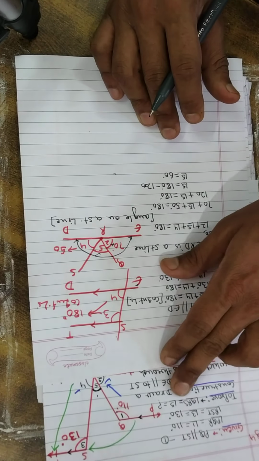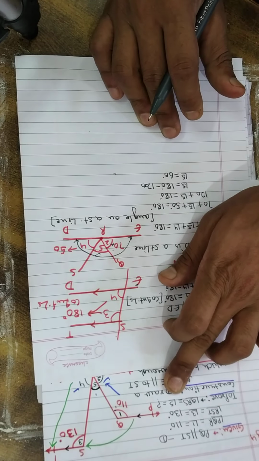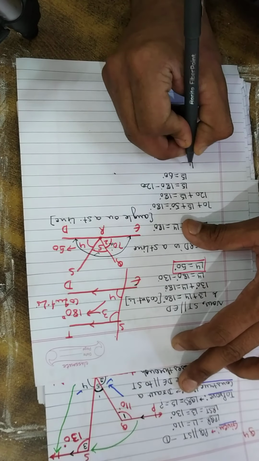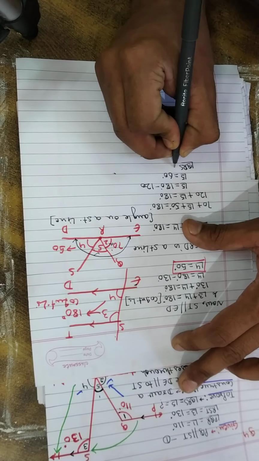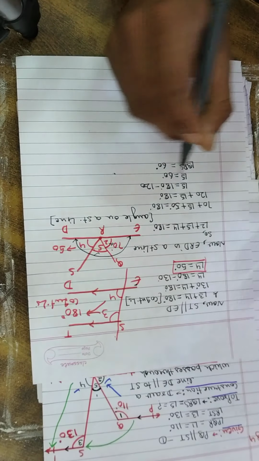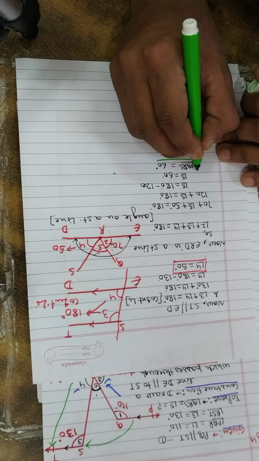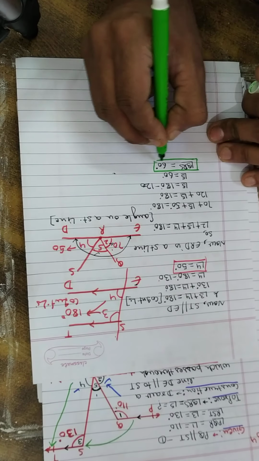But we have to find the angle QRS. So angle 5 is QRS. So I can write here: QRS angle equals 60 degrees. Clear? QRS angle equals 60 degrees. Hence proved.